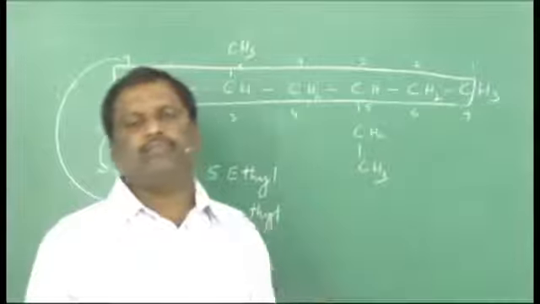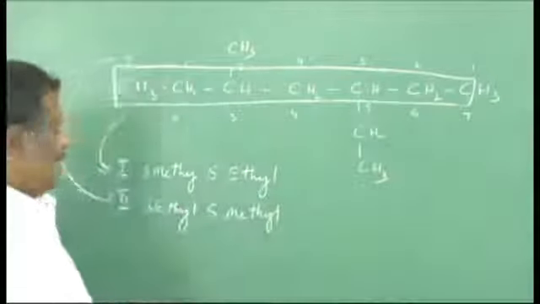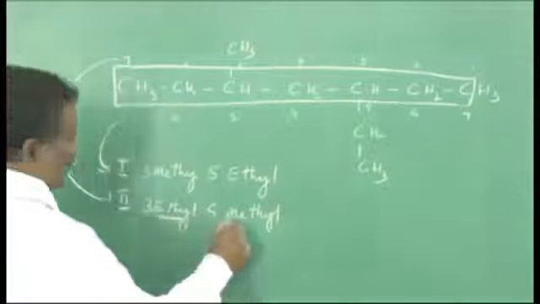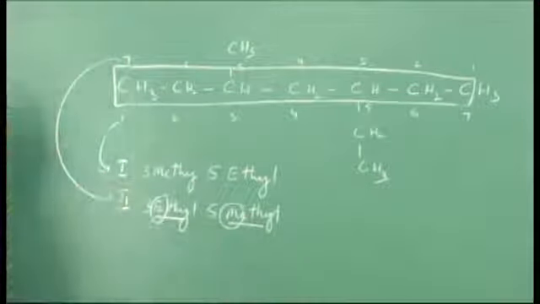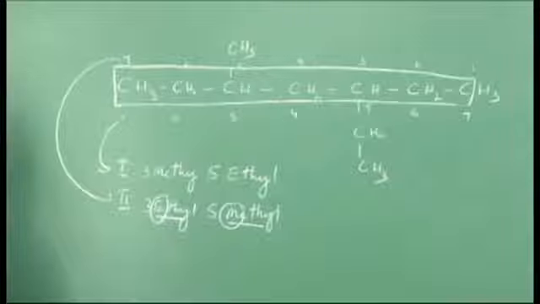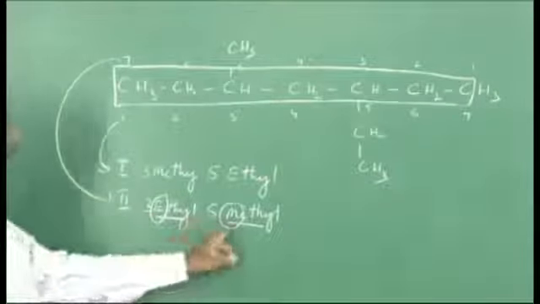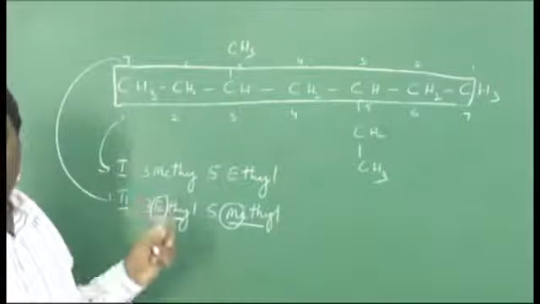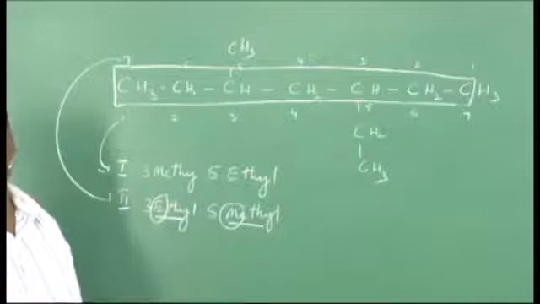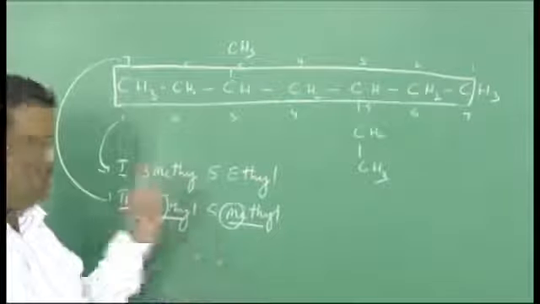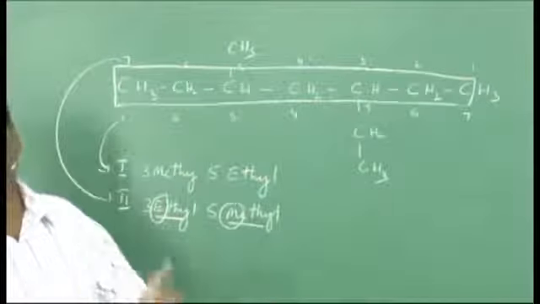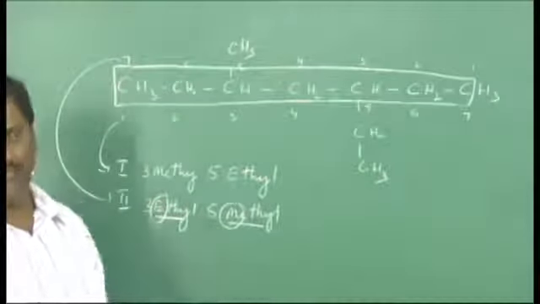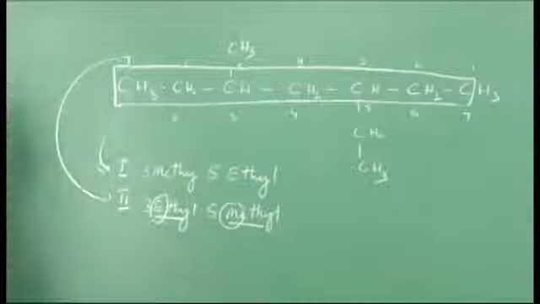For that, the prefix which comes first in alphabetical order will be given preference. That means between ethyl and methyl, the letter E comes first in the English alphabet before M. So we should give the least number to ethyl. That means this second method is correct while numbering this system.